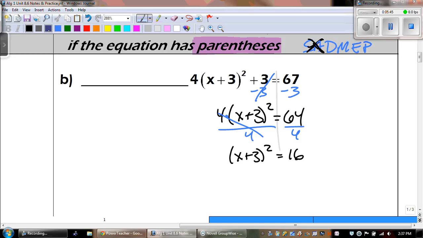So I got rid of a multiplication. The next is to get rid of my exponent, and to get rid of a square, I do the square root. And this is where we need to remember that our calculator only gives us part of the answer. It can be a plus or a minus.